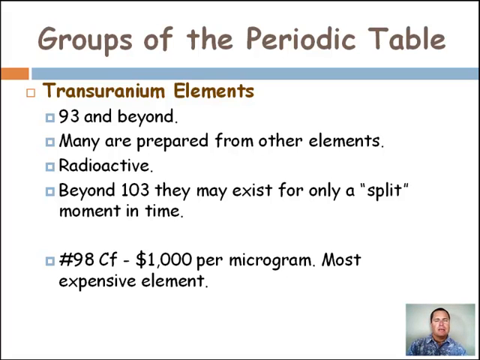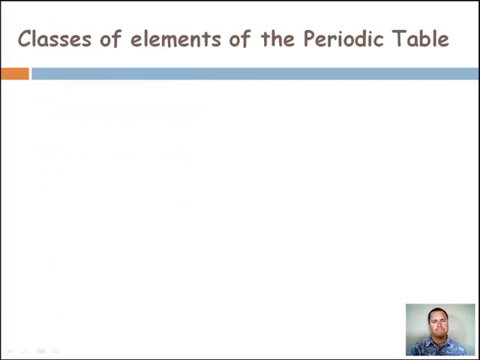An interesting one is number 98, californium. This is the most expensive element out there. It's a man-made one, and it's about $1,000 per microgram. What does that mean? Well, let's put it in something that makes a little more sense. That runs $350 billion per pound. Okay, that makes gold look really cheap. So if you want to be rich, find a way to get a pound of californium.